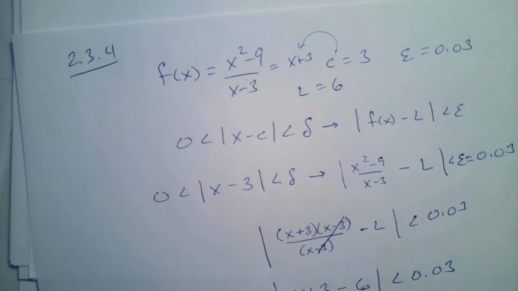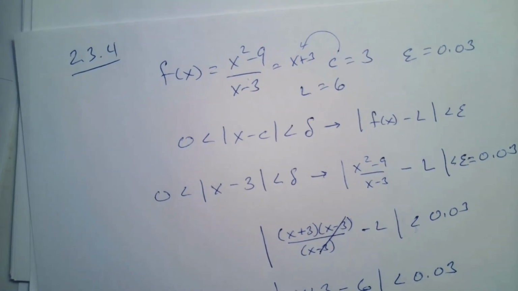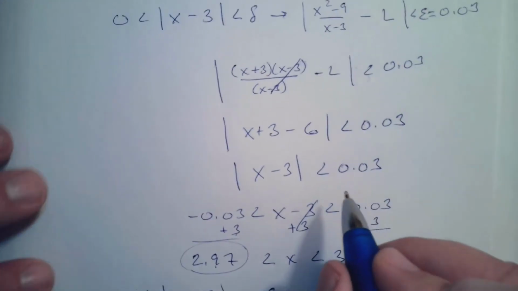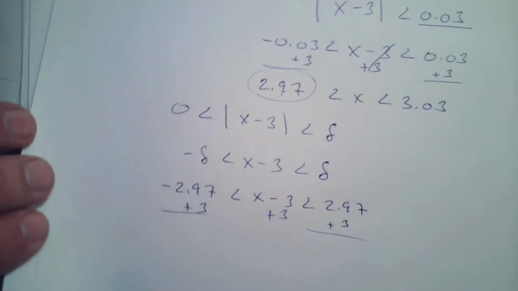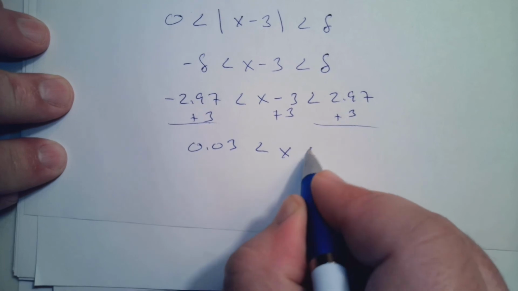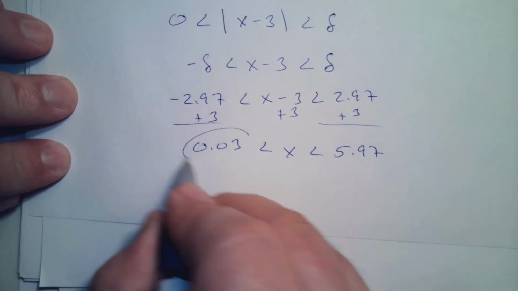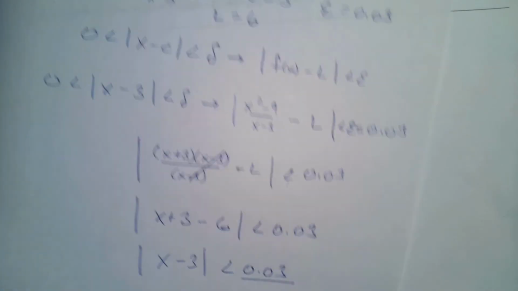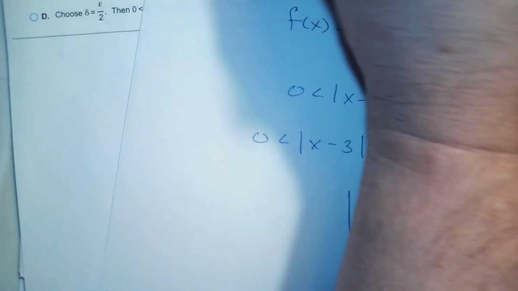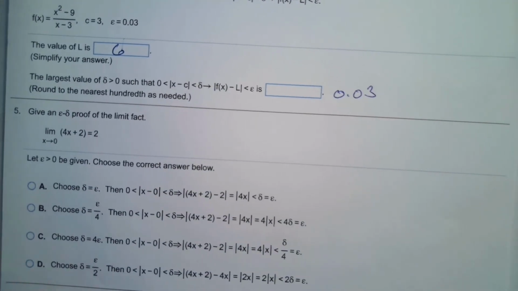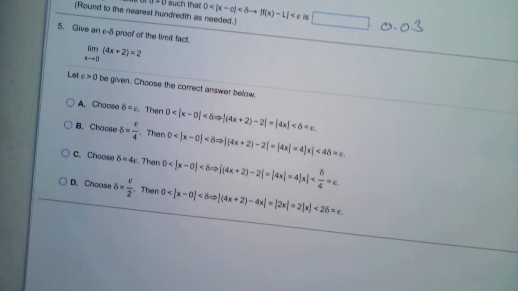No, we don't need to know that. Yeah, so this is 3 minus 2.97, which is 0.03, which is what we had earlier. So the largest value is 0.03. Okay, do the next one.